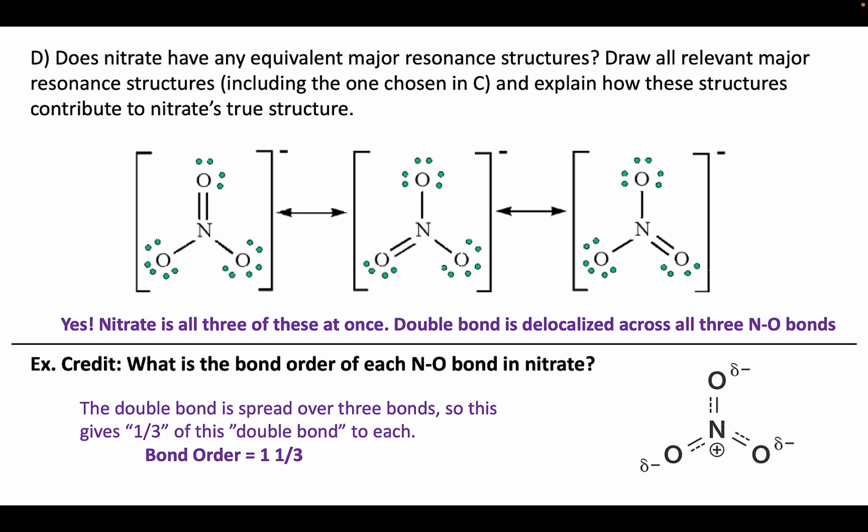and therefore it's going to be bond order of 1 1/3. We can draw the resonance hybrid for nitrate something like this, where we show that nitrogen keeps its positive formal charge, and this notation shows that there is a partial negative charge that's equivalent on each of the oxygens, and that extra bond is spread across all 3 nitrogen-oxygen bonds.